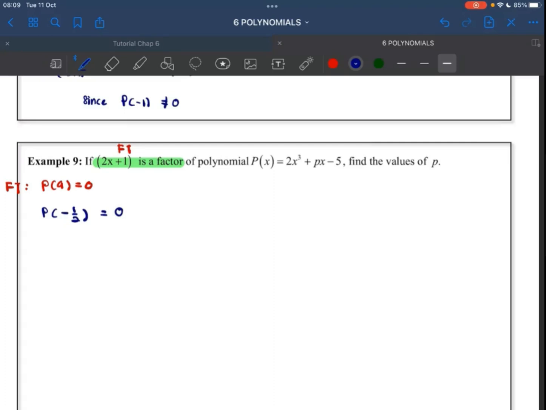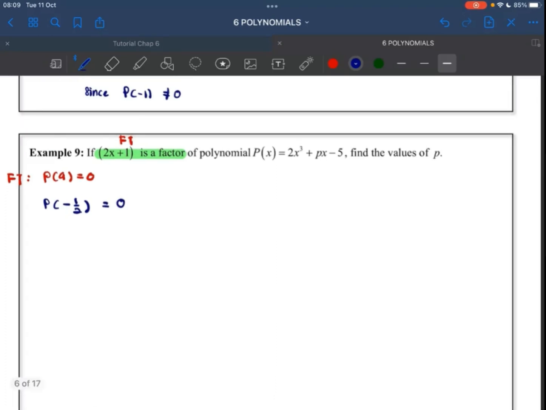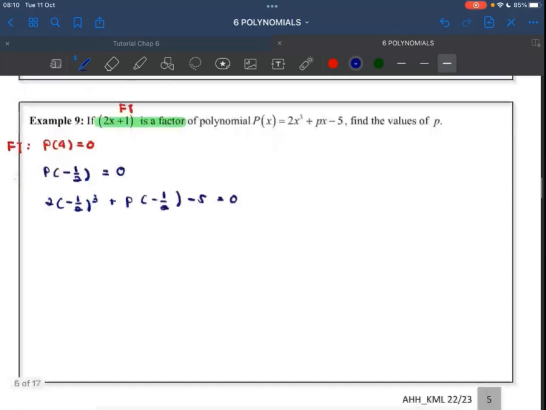Okay, so substitute negative 1 over 2 into the polynomial, you should get negative 1 over 2 cube plus p negative 1 over 2 minus 5 equals to 0. So di sini kita ada p over 4 equals to 21 over 4 dan kamu end up dengan p equals to 21.